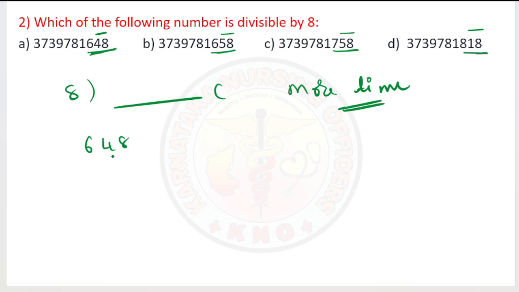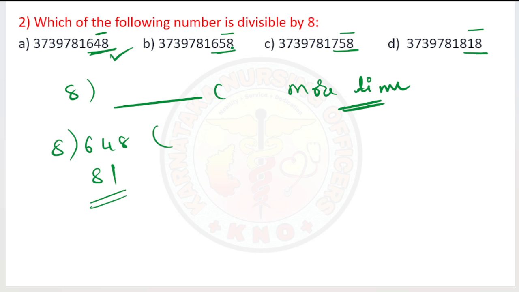648. Is it divisible by 8? Yes, of course. Option 1 is the correct answer because 648 is divisible by 8. So 8 8s are 64 and 8 1s are 8. Correct? So hence option A is the correct answer because this number is completely divisible by 8.